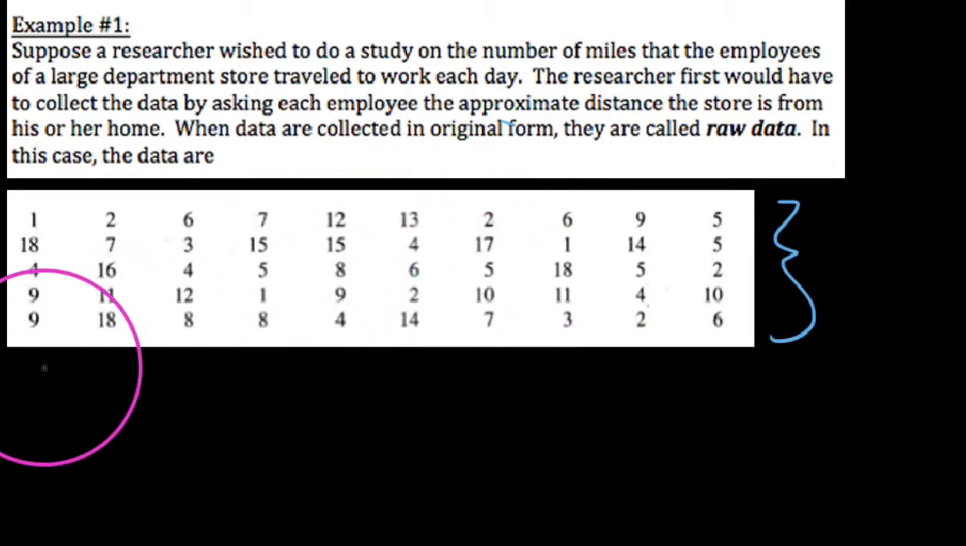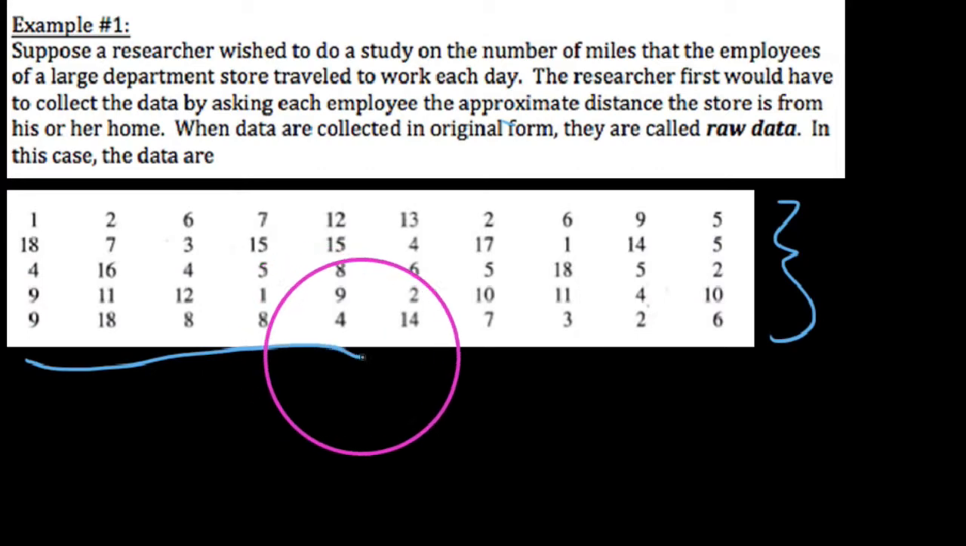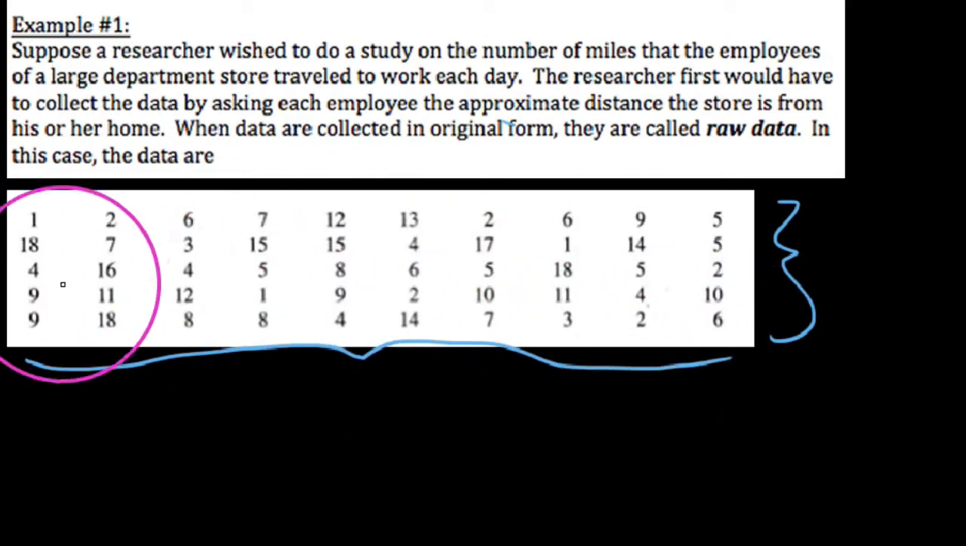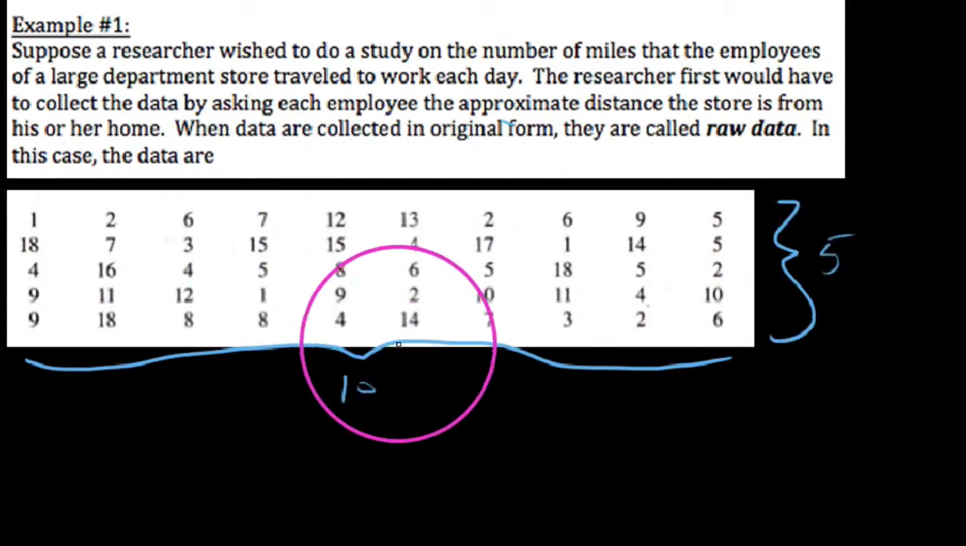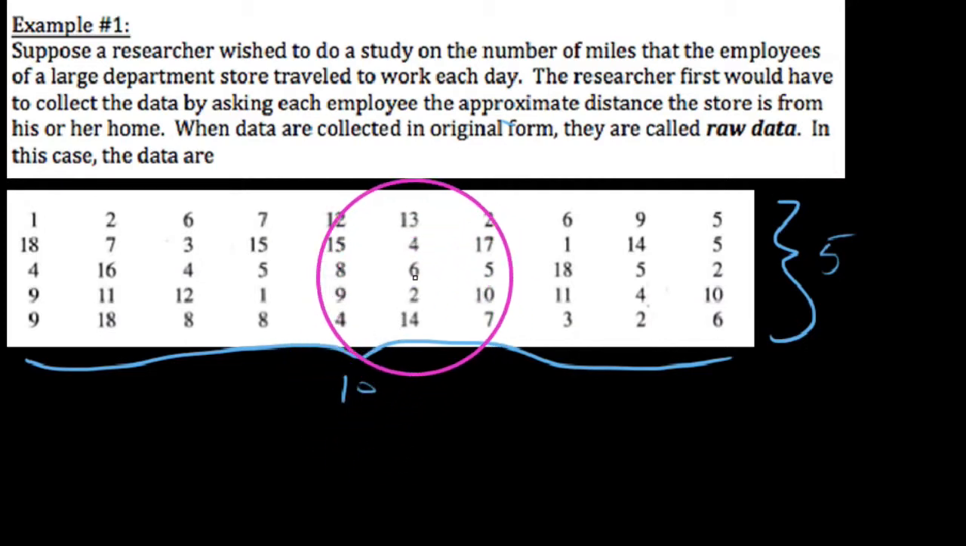One really nice thing about collecting it and organizing it this way, I do want to point out, is this. They've organized it into a rows and columns format. So you notice you have 1, 2, 3, 4, 5 rows, and it looks like 10 data across. So this being 10 and this being 5, you know that you've already asked 50 people.